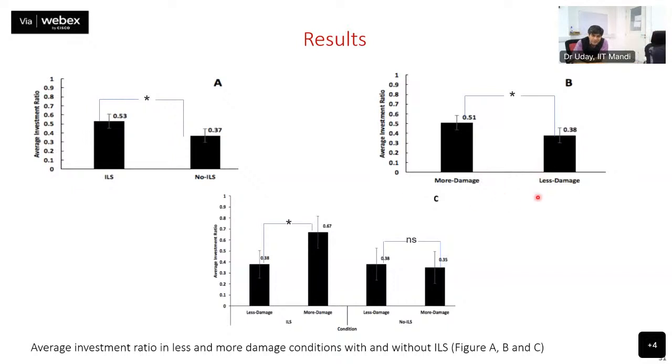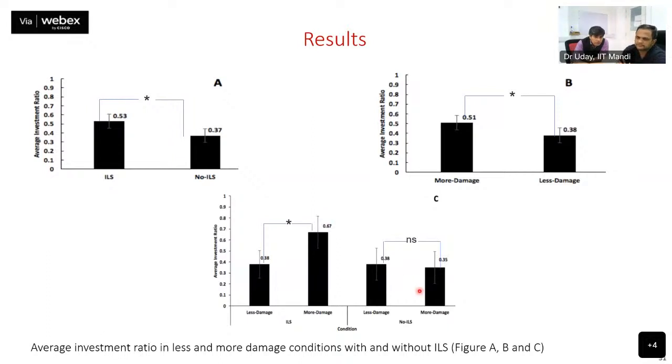And the other thing is that damage, of course, has an effect as well. So if you make the damages more pressing, investment also matches. So people say, okay, we are going to get hurt. We are going to have damage to our property, so increase more. And one other interesting thing is the interaction. When the tool is present, more damage is really pressing. It causes large investments. Almost 70% of the income people are willing to put in.